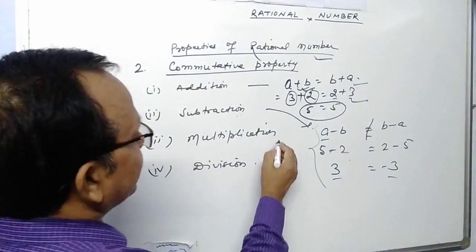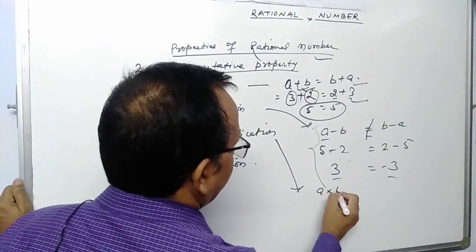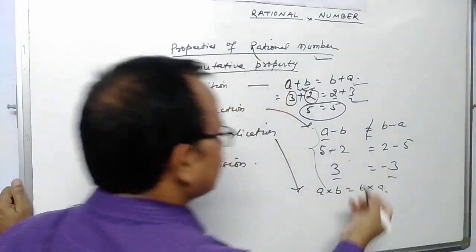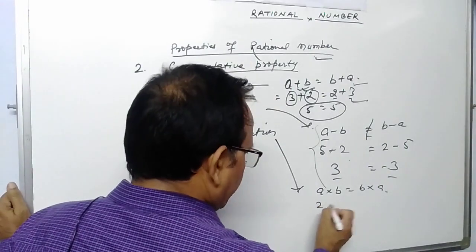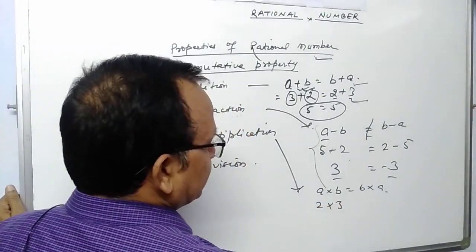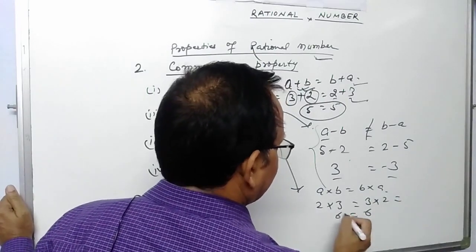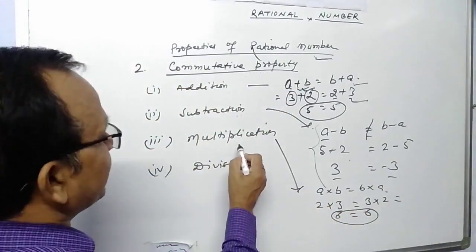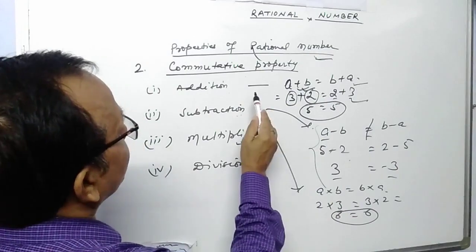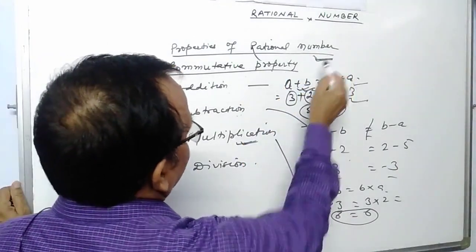Clear? Now in case of multiplication, a into b is equal to b into a. Any rational number you can take. Suppose a is equal to 2, b is equal to 3: 2 into 3 is equal to 3 into 2. In both cases you are getting 6. So multiplication is commutative over rational numbers.